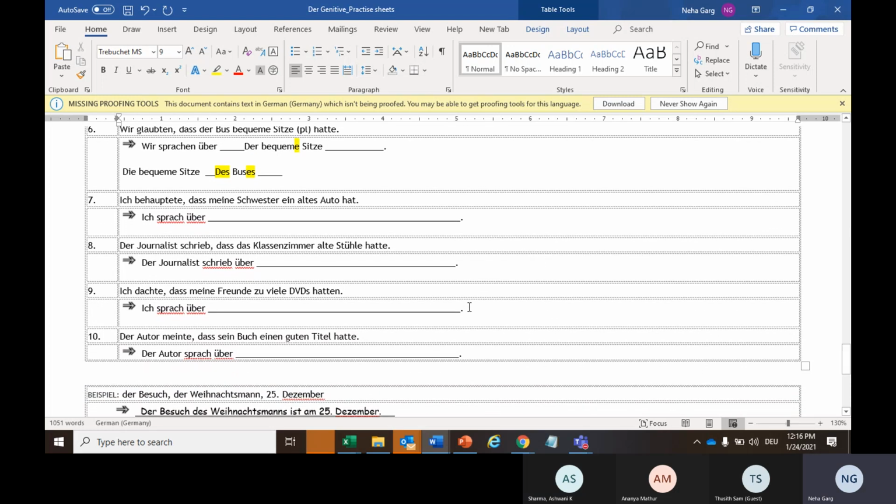Who will read it? I, yeah. Okay. Ich behauptet, dass meine Schwester ein altes Auto hat. Ich spreche über, then we'll be conjugating meine Schwester, right? So Schwester is feminine, so meiner Schwester. Is that right?